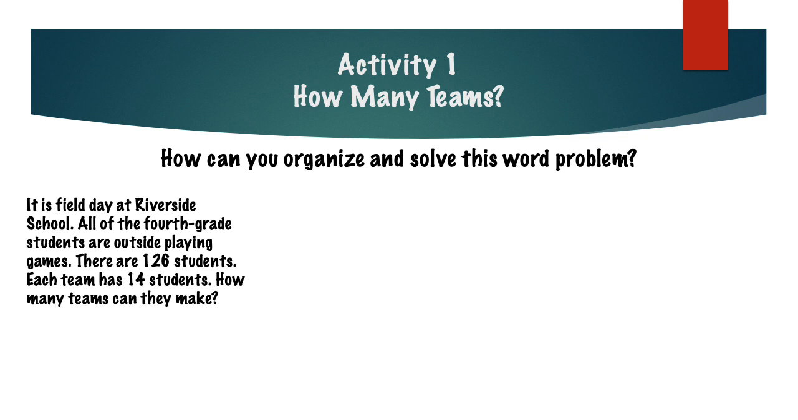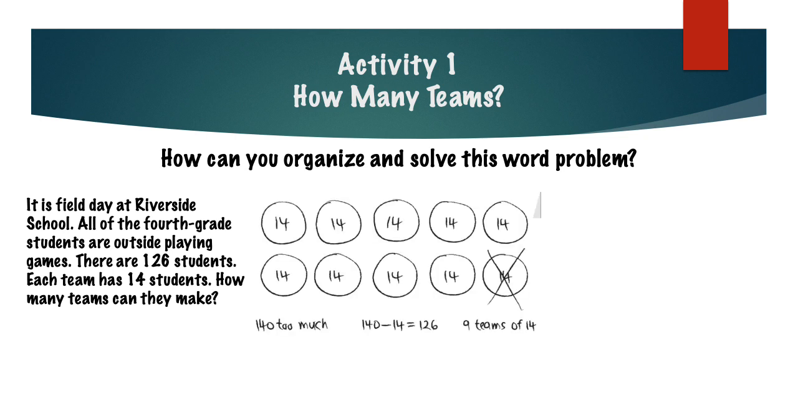One way we can organize and solve this word problem is with the picture. Take a look at this picture here. How many groups of 14 were made? I see one group of 14, two groups of 14, 3, 4, 5 groups of 14, 6, 7, 8, 9, 10 groups of 14 would be 140, which is too much. So then there's a group of 14 that is crossed off, meaning that one group of 14 is taken away from 140. That would leave 126. So that would make 9 teams of 14.